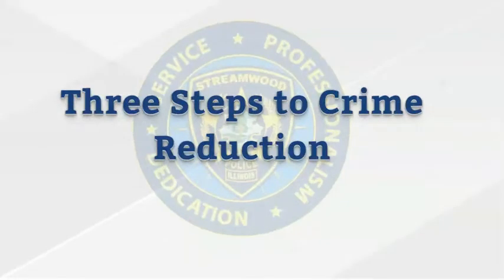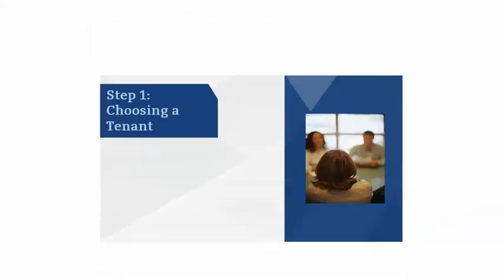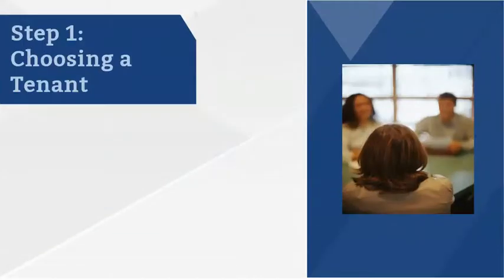In this next section, we are going to discuss 3 steps you can take in order to help reduce the potential for crime occurring on your property. These steps are tenant selection, active management, and property maintenance. The first step to reducing the potential for crime is to avoid renting to someone who will have a negative effect on your property and the community.